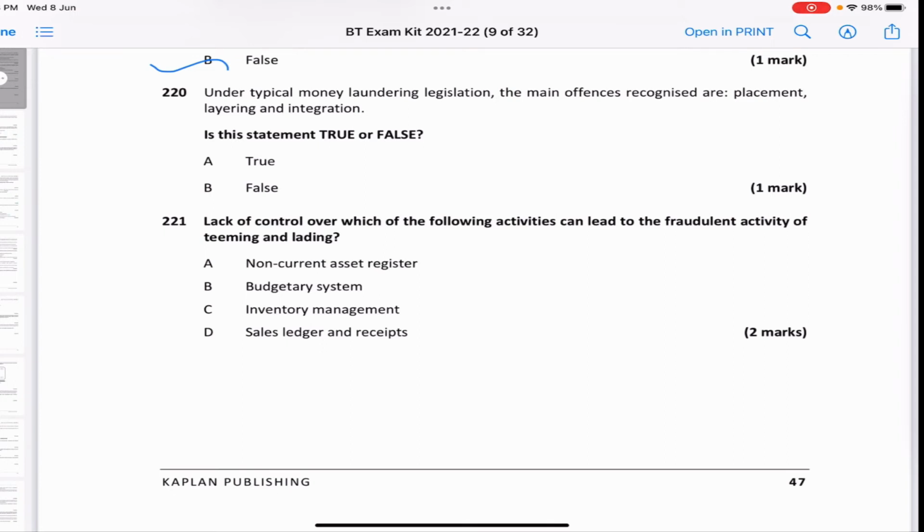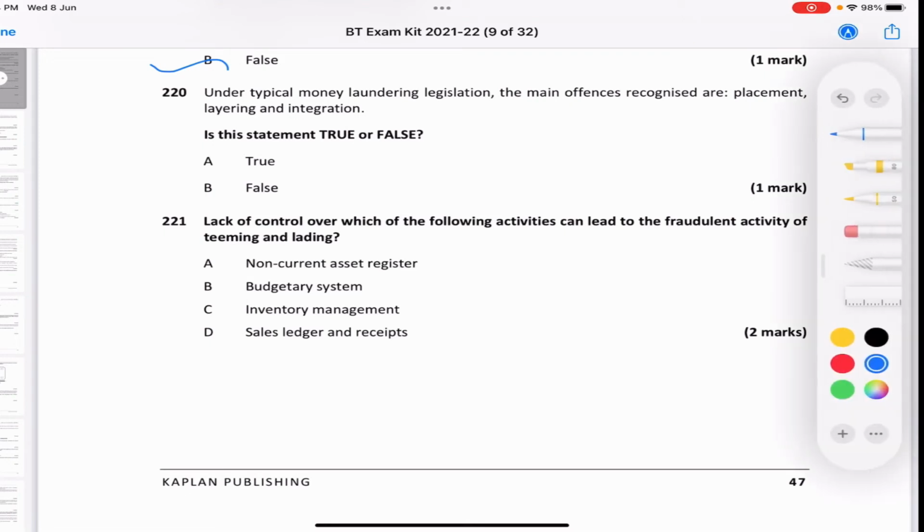False, because the offences are failure to report and tipping off. Placement, layering, and integration are the activities of money laundering. However, the offences are not reporting and tipping off.